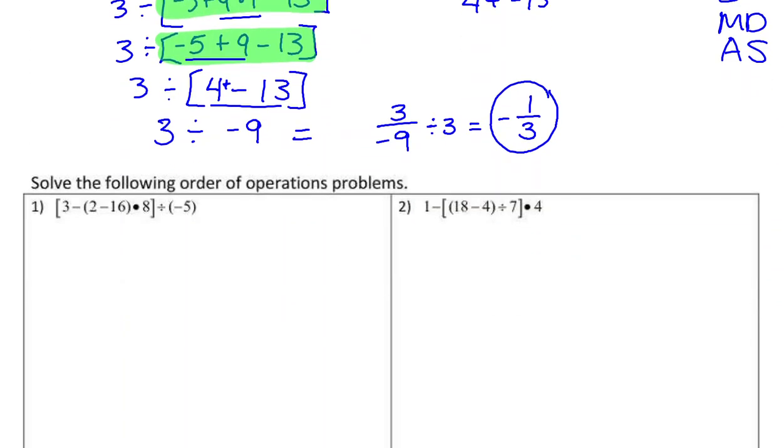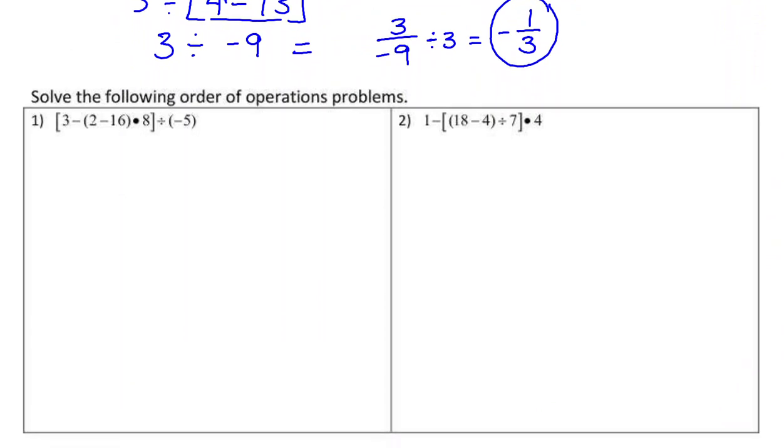All right, so let's talk about number 1 and number 2. So remember, you need to do your grouping, your exponent, your multiply, divide, your add, subtract. I have a bracket, so that's my grouping that I need to do first. What am I going to do first inside of that bracket according to order of operations? I need to do 2 minus 16.